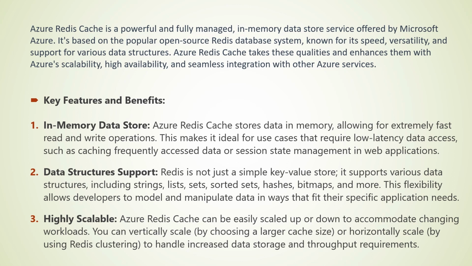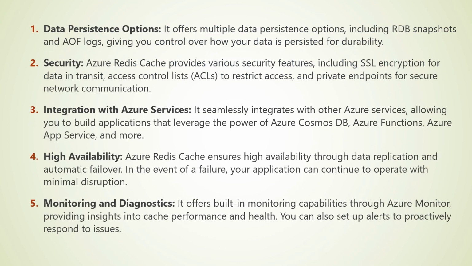Highly scalable: Azure Redis Cache can be easily scaled up or down to accommodate changing workloads. You can vertically scale by choosing a larger cache size or horizontally scale by using Redis clustering to handle increased data storage and throughput requirements. Data persistence options: it offers multiple data persistence options, including RDB snapshots and AOF logs, giving you control over how your data is persisted for durability.